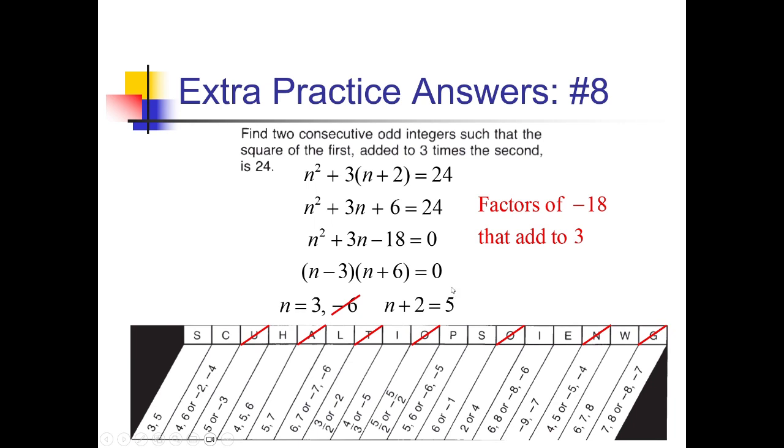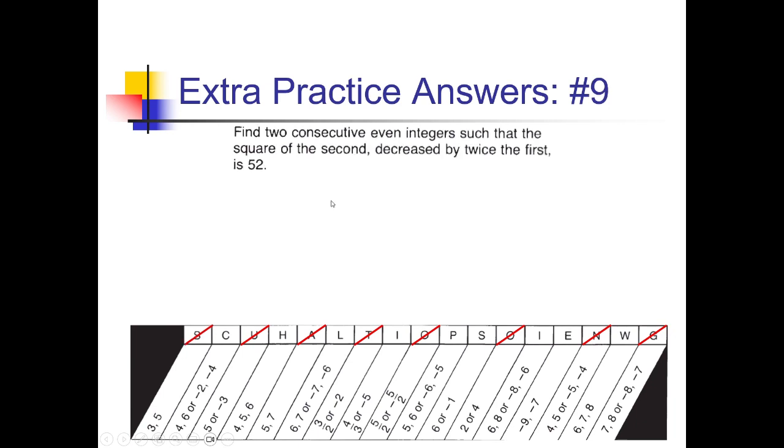And I see that in the very beginning next to the S. So cross that one off. This problem, we want 2 consecutive even integers so that the square of the first decreased by twice the first... the square of the second decreased by twice the first is 52. All right, say this 5 times fast. So what are my integers looking like?